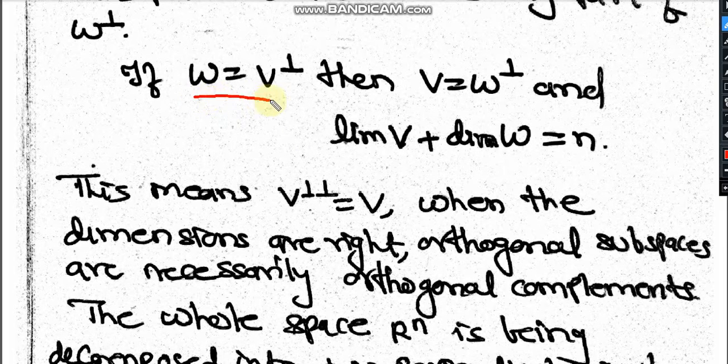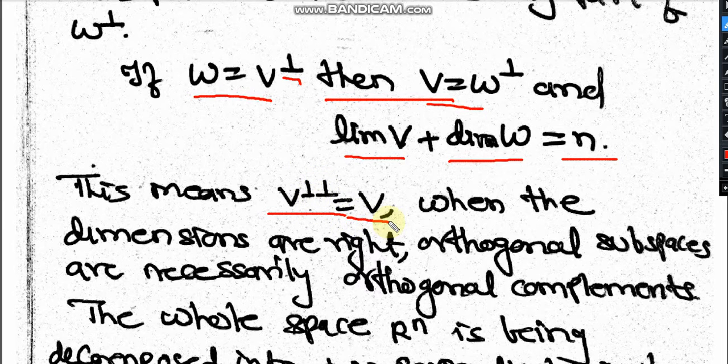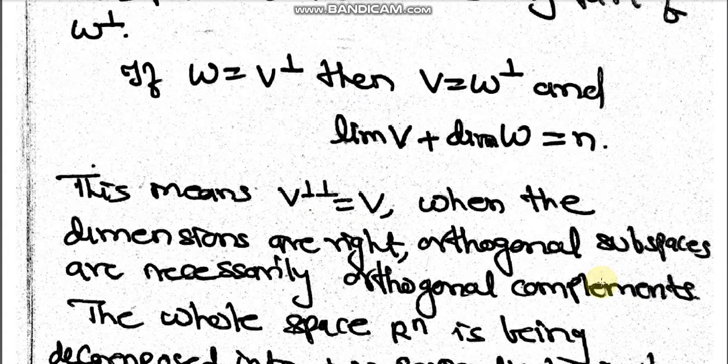If W is equal to V perpendicular, then V is equal to W perpendicular, and dimension V plus dimension W should be equal to n. Also, taking the perpendicular of V perpendicular, that is, the orthogonal complement of the orthogonal complement, is equal to V. That is projecting the vector twice, which is nothing but projecting at 90 degrees twice. So it becomes equal to the vector.